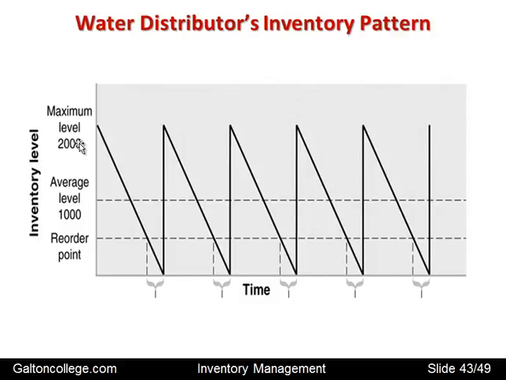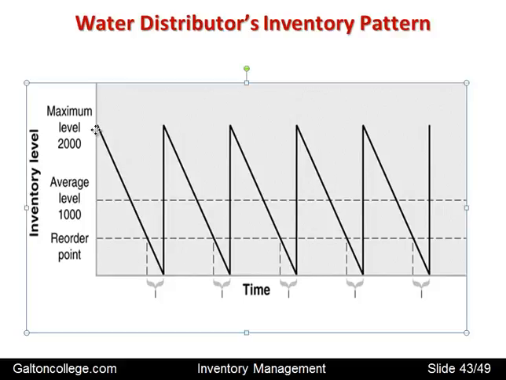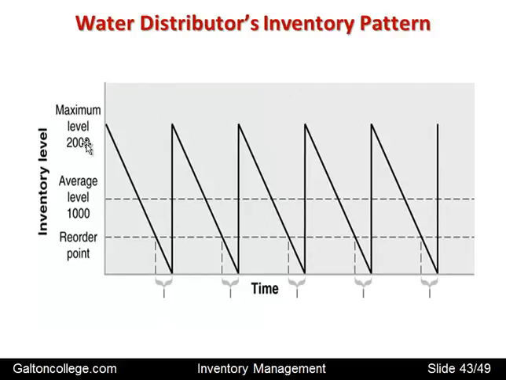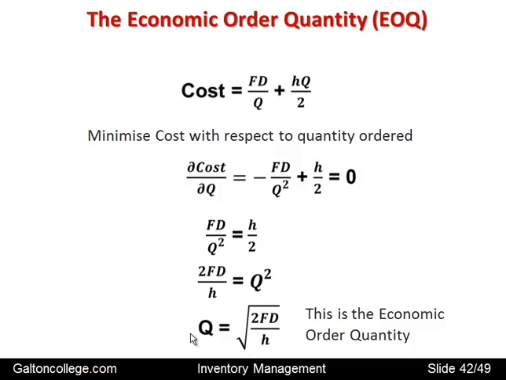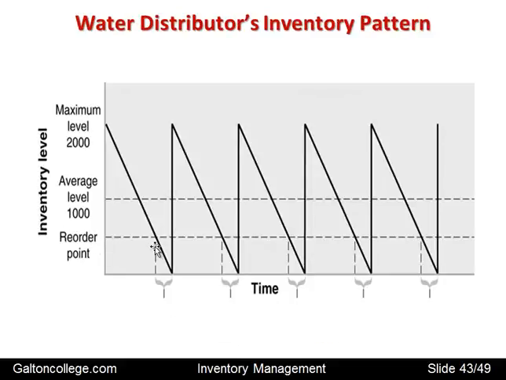So if we look at our diagram again, we have the maximum level, say 2000. We had a 2-month period over here. We have the average of 1000, which I said is dividing this by 2. We take the maximum here at 2000, and we've got 1000 here. So we have a reorder level, and the reorder quantity, well, we've calculated it here, whatever that is, and we take the reorder quantity and put it in here.